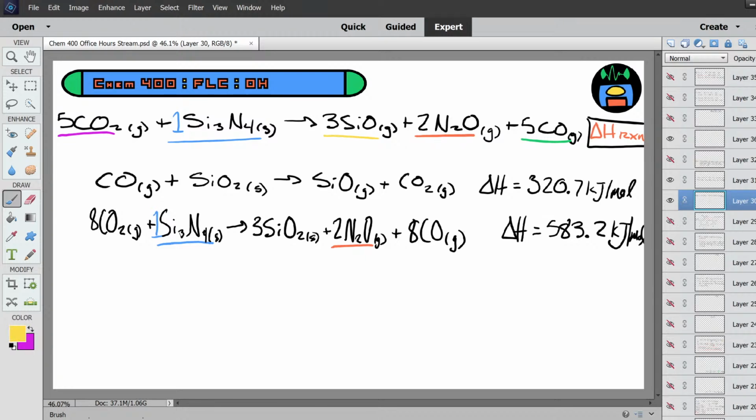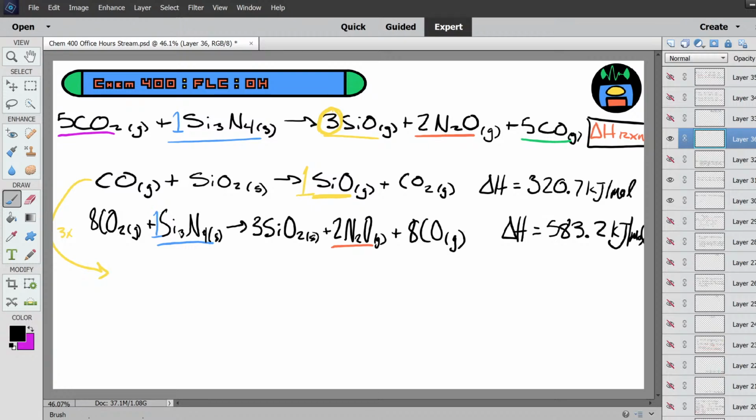Now let's take a look at SiO. You'll notice that it's right here on the reactant side. Sorry, on the product side, which is where I want it. But I want to produce 3 moles, right? I want to produce 3 moles of this, and down here I only have 1. That means I need to take everything in this reaction and multiply it by 3, all right?